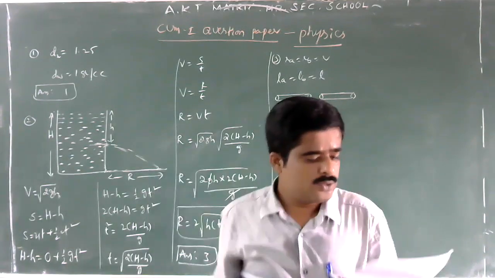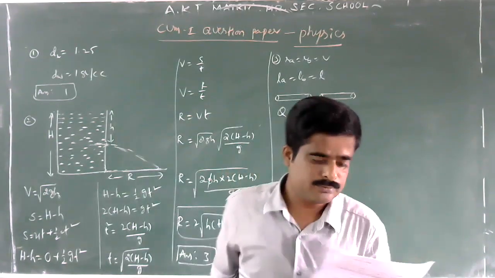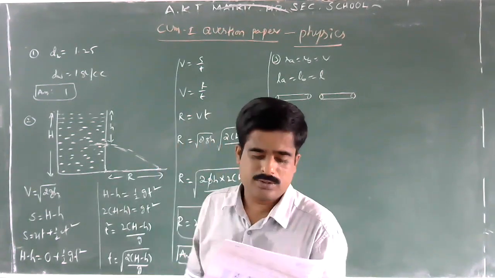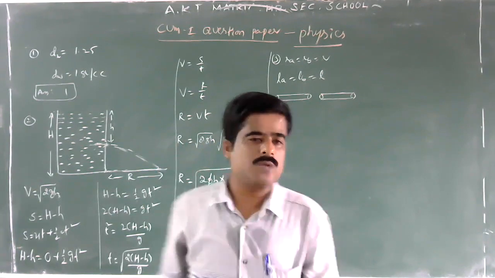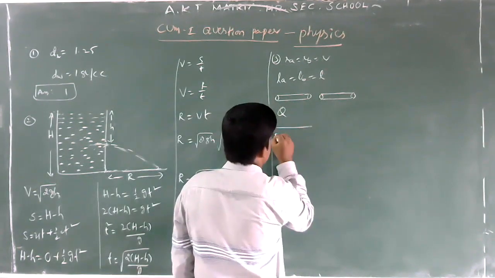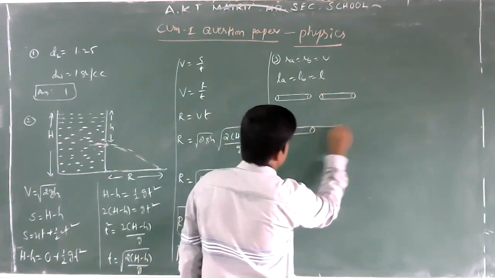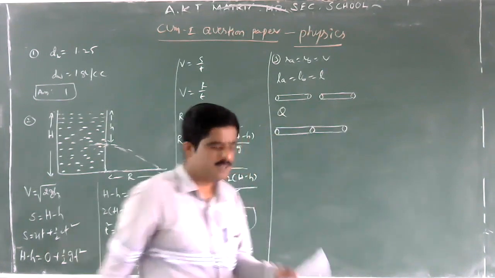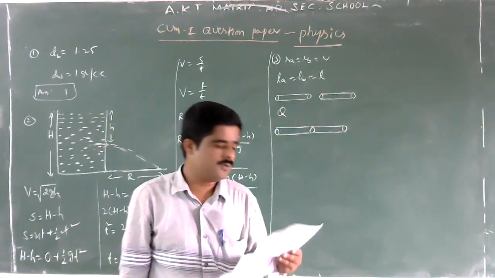Next, if the tubes are connected in series and the same pressure difference P is maintained across the combination, the rate of flow through the combination will be. Now next case, these two capillary tubes like that. These two capillary tubes are joined in series. What is the rate of flow of liquid?